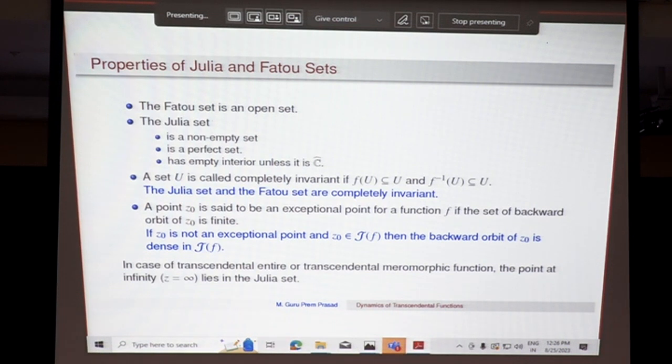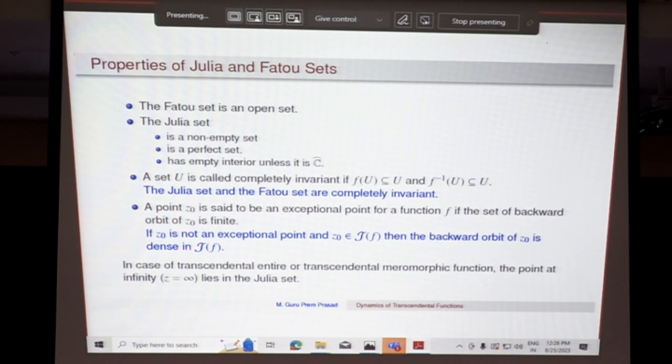These are the basic properties of these sets. The Fatou set is an open set, the Julia set is a closed set, of course, and it is a non-empty perfect set. It has an empty interior unless it is equal to C hat. Further, these two sets, the Fatou set and the Julia set, are completely invariant. That is, for both sides, f(U) is contained in U and f^{-1}(U) is contained in U, so they are forward invariant as well as backward invariant.